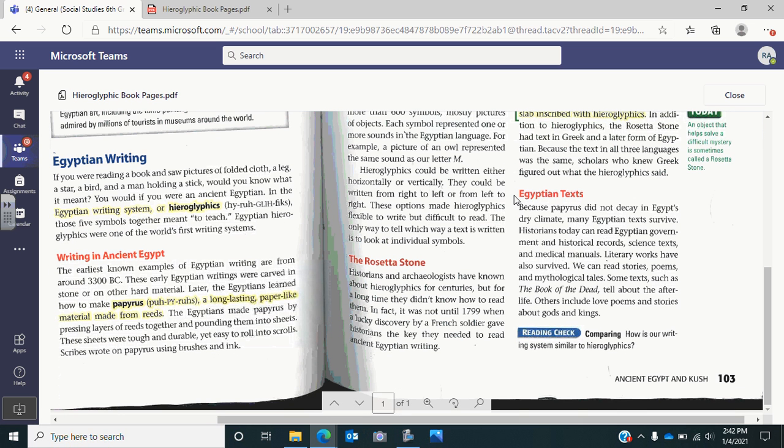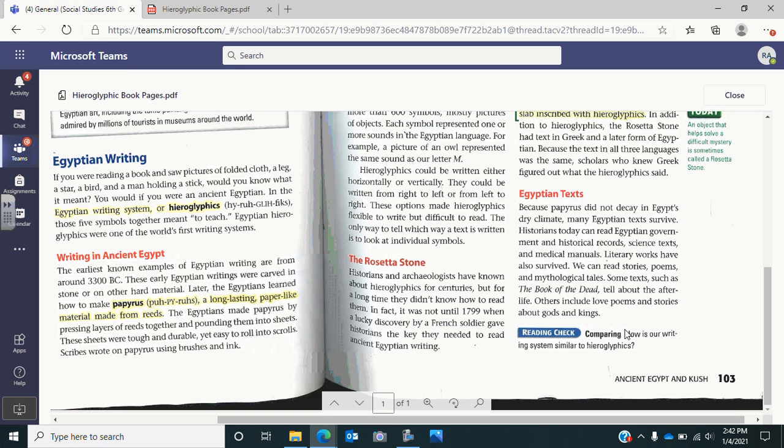Egyptian texts. Because papyrus did not decay in Egypt's dry climate, many Egyptian texts survive, meaning there's still a lot of their texts, their things that are written down, around. Historians today can read Egyptian government and historical records, science texts, and medical manuals. Literary works have also survived, so different things like stories, poems, and mythological tales from ancient Egypt. Some texts, such as the Book of the Dead, tell about the afterlife. Others include love poems and stories about gods and kings.